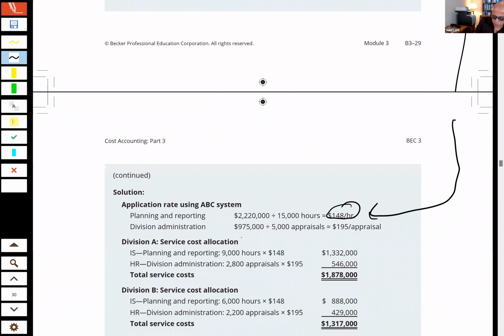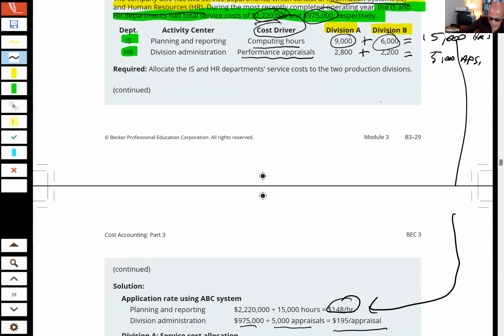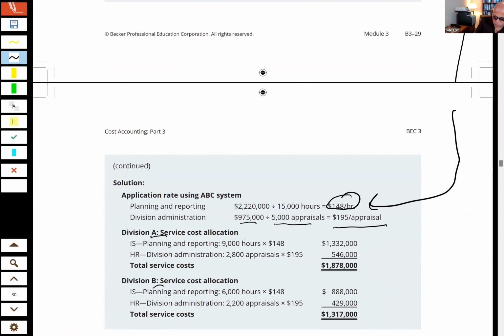And then for the human resources department, right, cost was 975 divided by the 5,000 appraisals gives me 195 per appraisal. And then we just look to see what the two production divisions A and B used. A used 9,000. B used 6,000. So for department A, we use the 9, we use the 6, we pick up the 148. All right. Okay, and we've applied that cost for the appraisals, which were at 195.